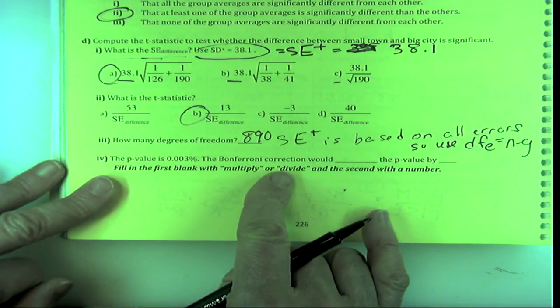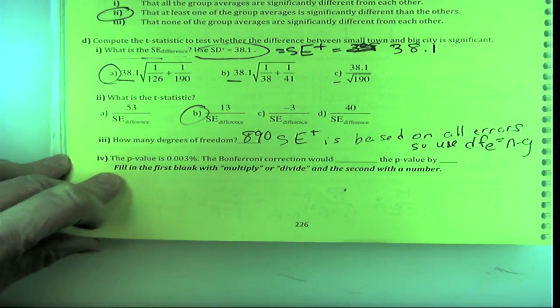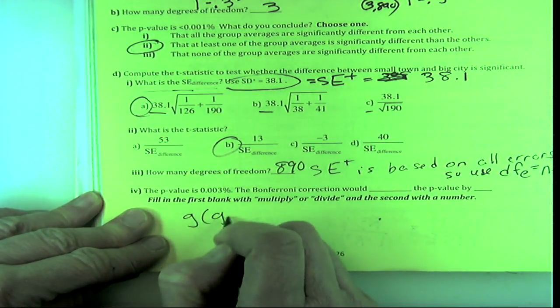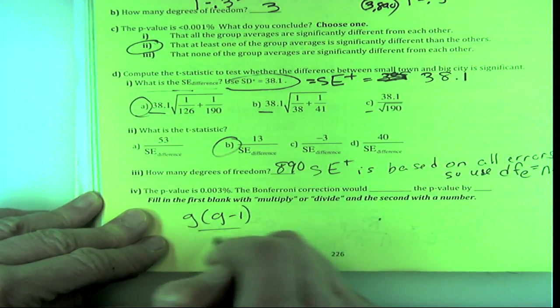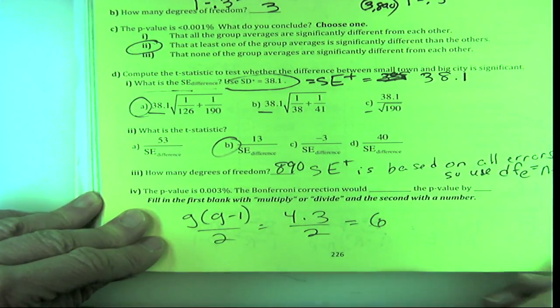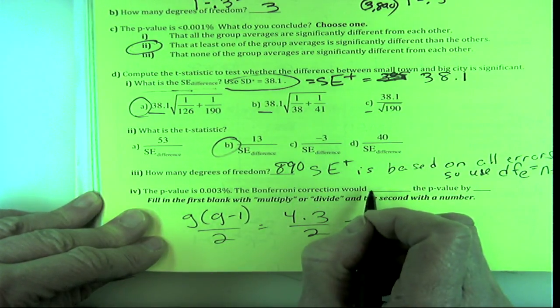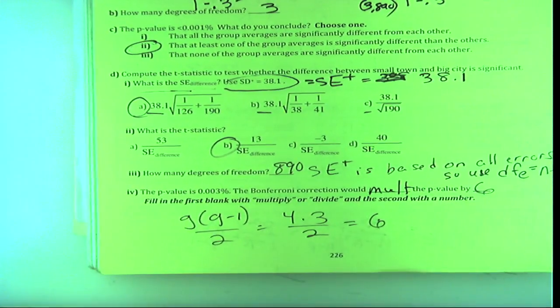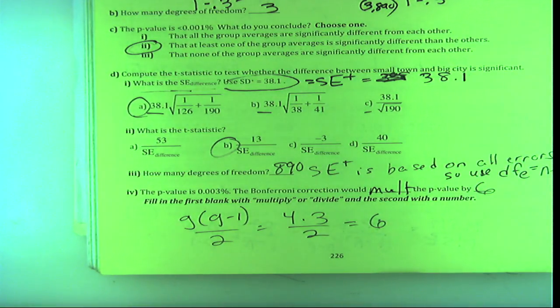So the Bonferroni correction has to look at how many possible comparisons you have, which is g times g minus 1 over 2. In this case it would be 4 times 3 over 2, which is 6. So you multiply by 6.